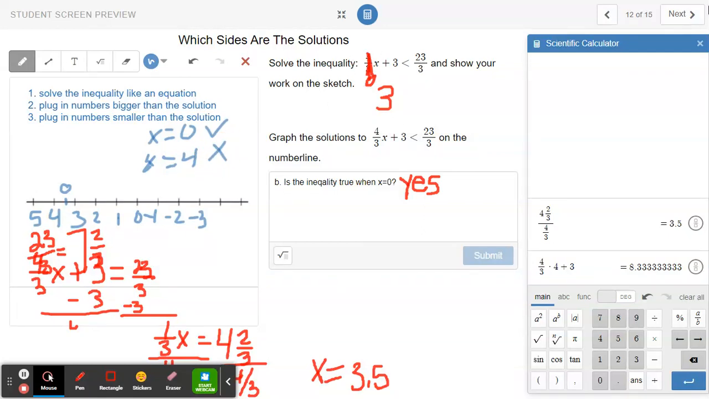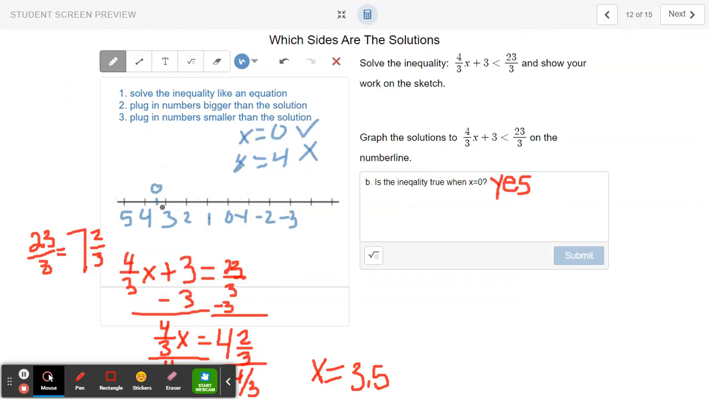No. So what that is telling us is that anything less than 3.5 is going to work, but the stuff above it, more than 3.5, doesn't. So our actual solution is that x has to be less than 3.5 in order for this to be true, to make this side less than this side.